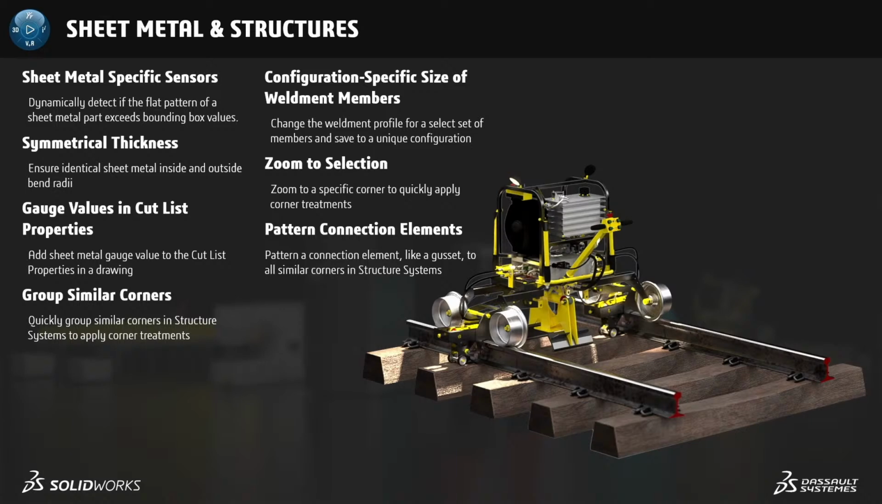You can also, when it comes to structural systems, now group similar corners and carry out commands on a large group of corners at once. You can go ahead and configure the size of the weld numbers between different configurations. You can go ahead and zoom to selection. So if you're working on a specific corner, you can zoom right to that corner to find exactly where it is. And you can also pattern connection elements such as gussets.